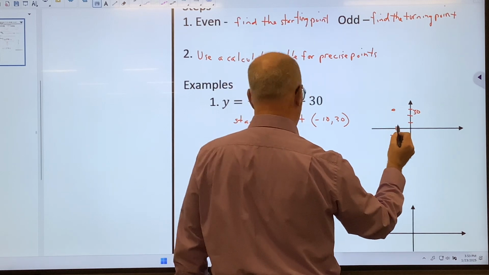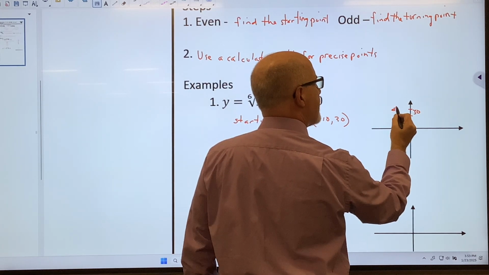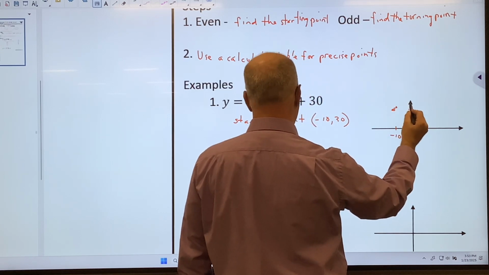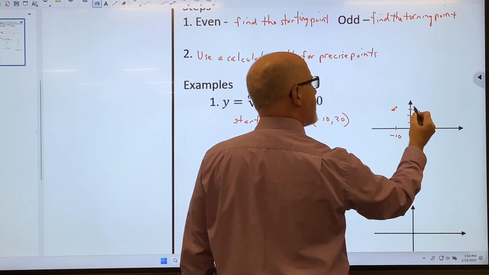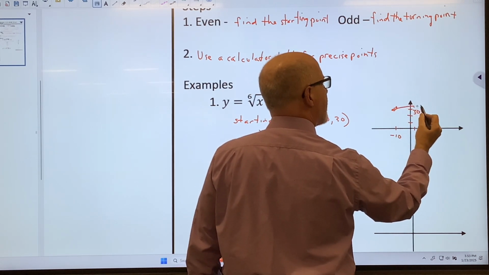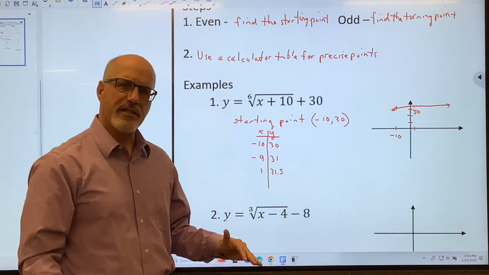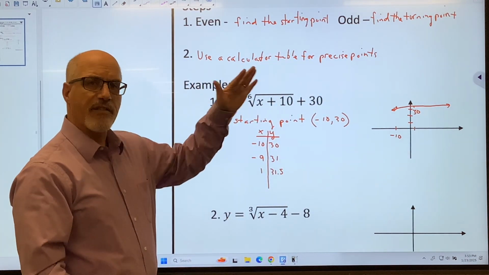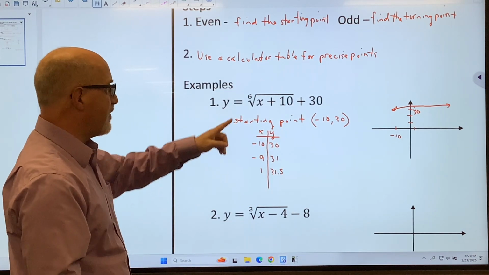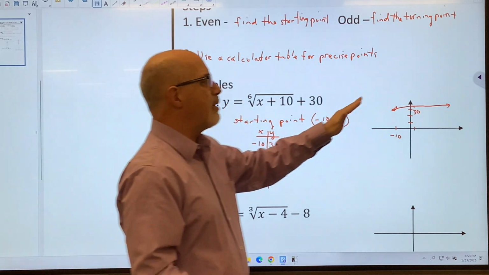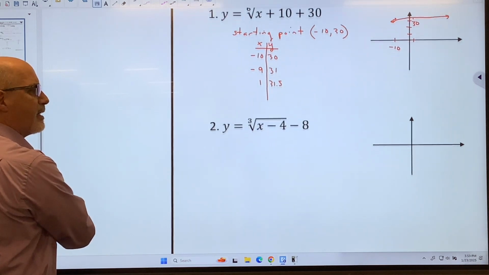So here, I'm only going to go at -9, just a little bit above it, and then it's going to stay really close to 31. Out here at 1, I'm going to be up just at 31.5. That shows you how flat this graph is, and that helps you see the shape of it. So the higher the root, the flatter the graph. It still curves, but it's going to be very flattened. If you were to make this into a square root, it would start arching up a little bit more from there.